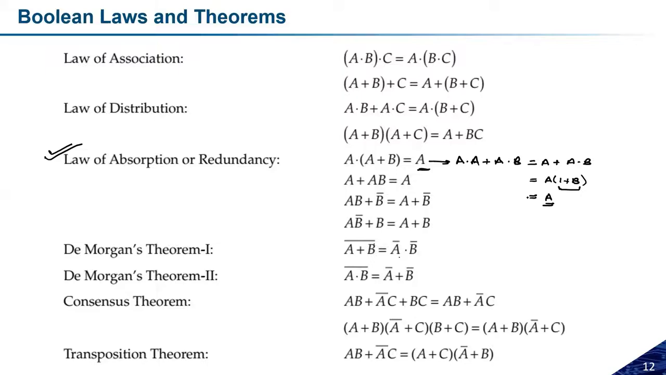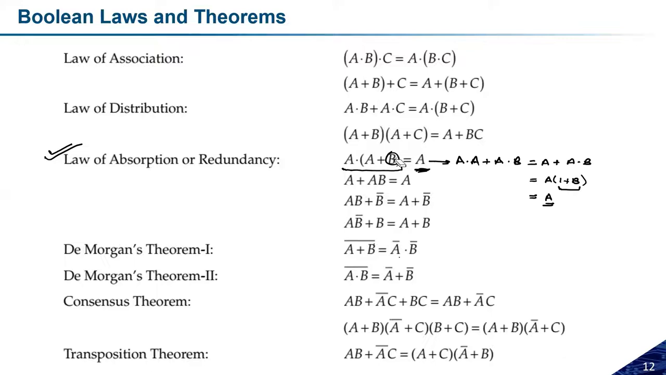Okay, and similarly you can. This is really very important to understand in Boolean law, because I just told you the objective of Boolean law is to minimize the function. Here, on the left hand side, we had two variables, variable A and variable B. But after simplifying, I'm getting only one variable. And that will reduce the cost, reduce the size, or reduce the number of logic gates.